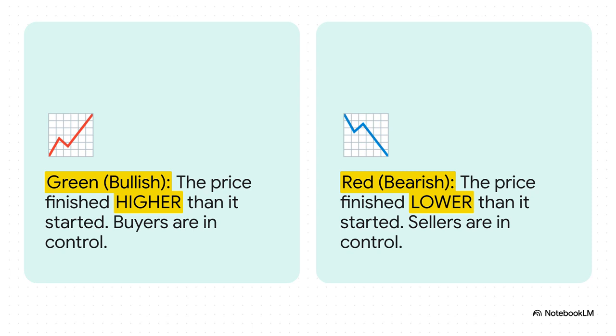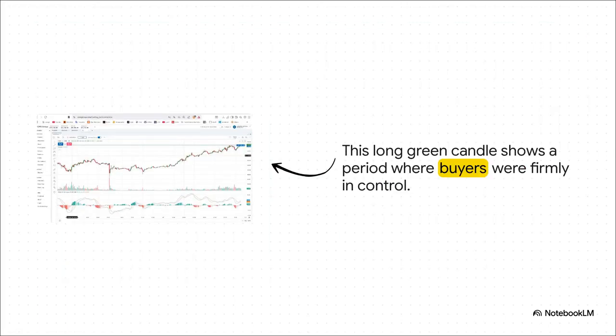It's pretty straightforward. If the candle's green, it means the price finished higher than it started. The buyers were in control, they were pushing the price up. We call that bullish. But if it's red, well, the price finished lower. The sellers were in charge, pushing it down. We call that bearish. See? Simple, right? Okay, let's go back to our chart and see this in action.